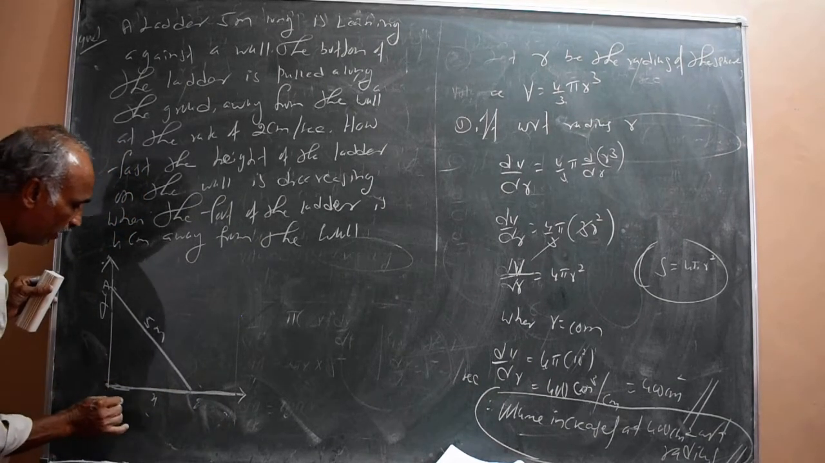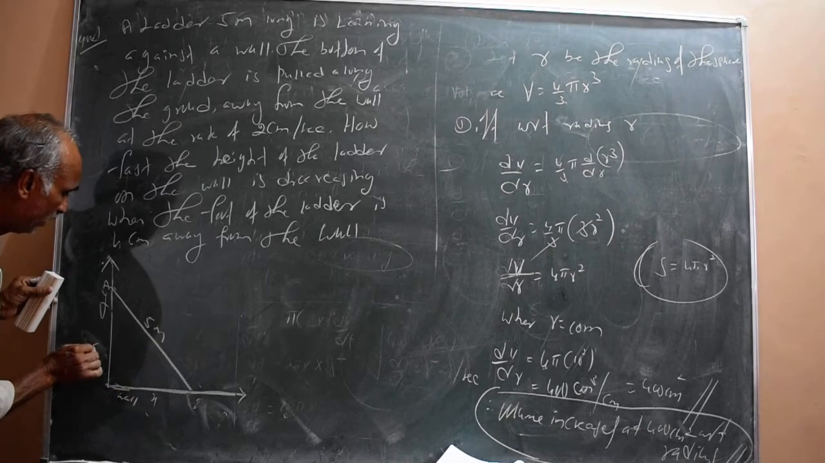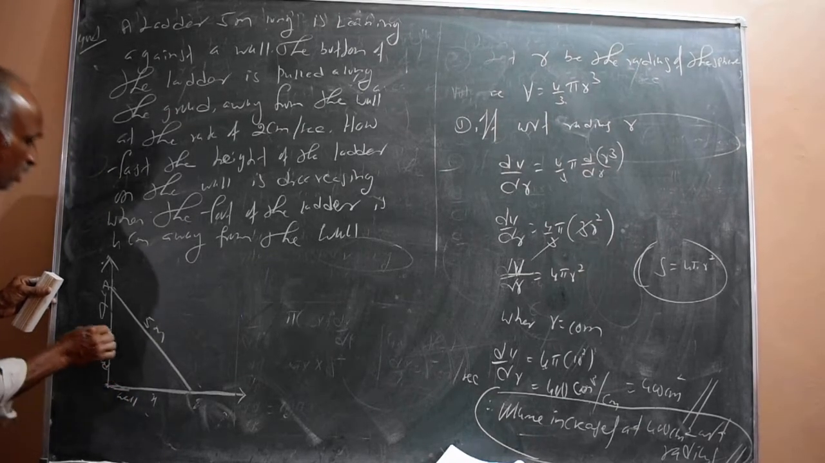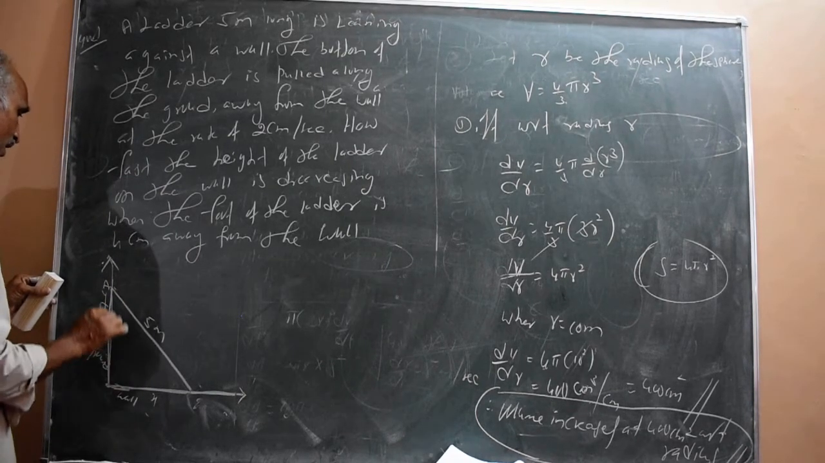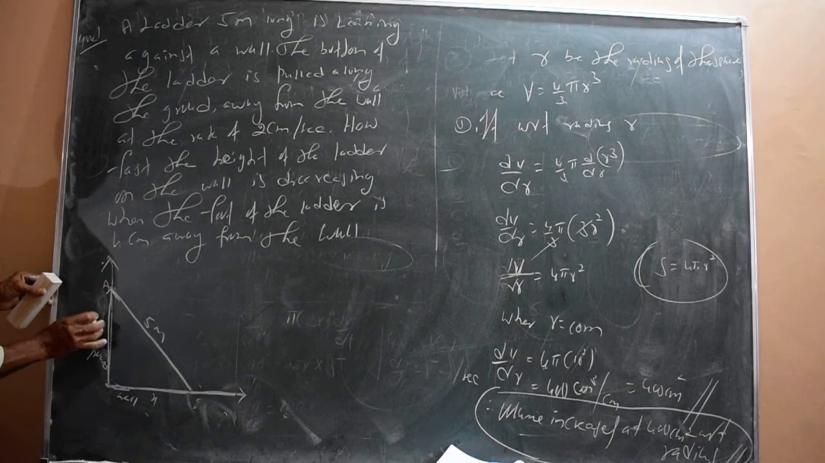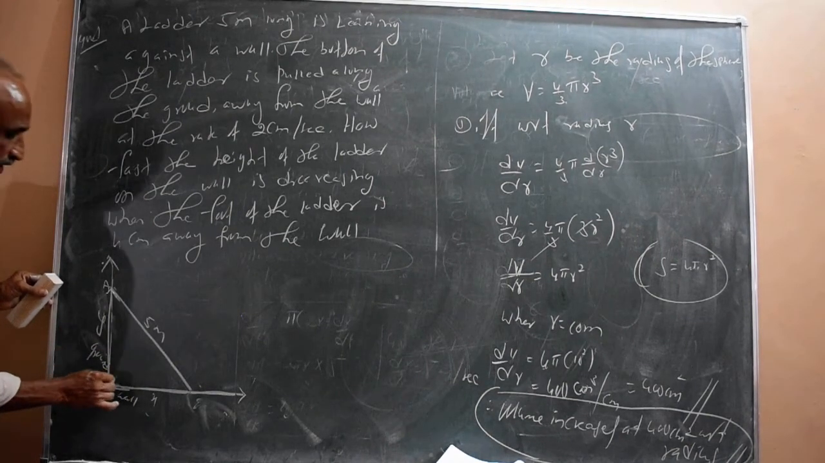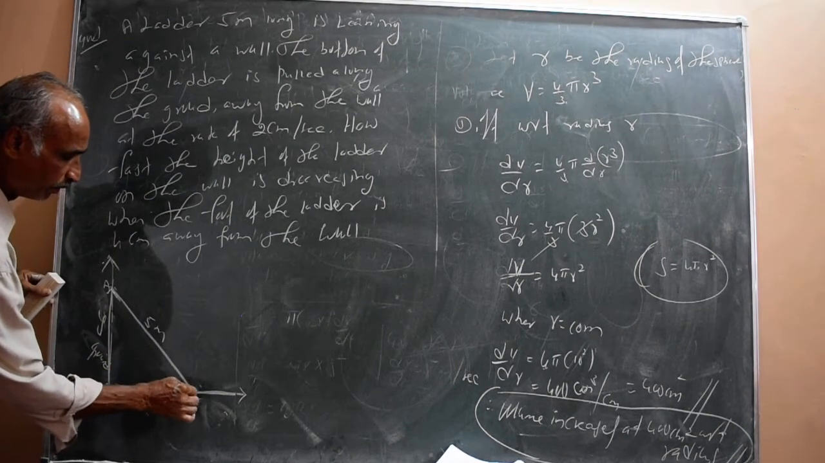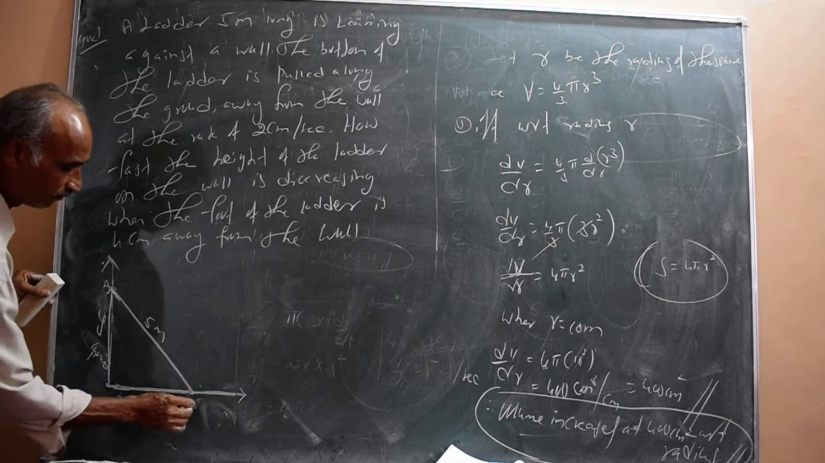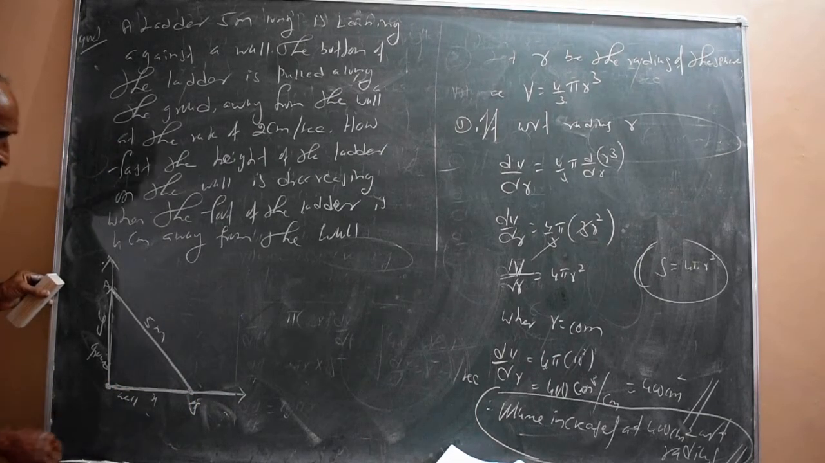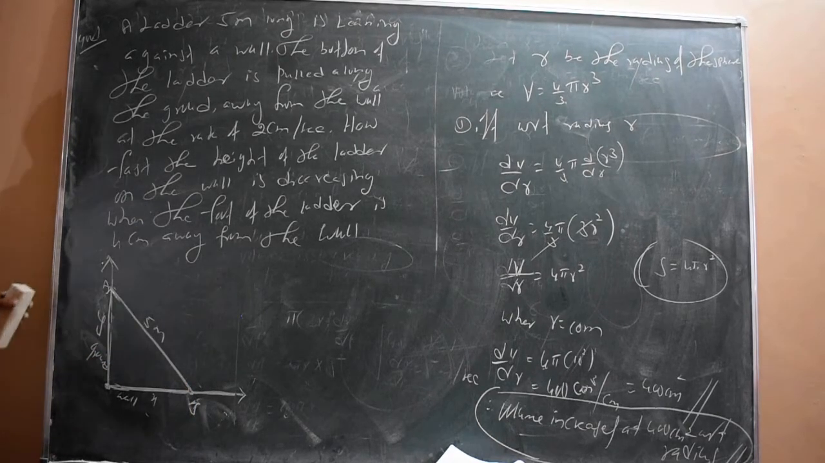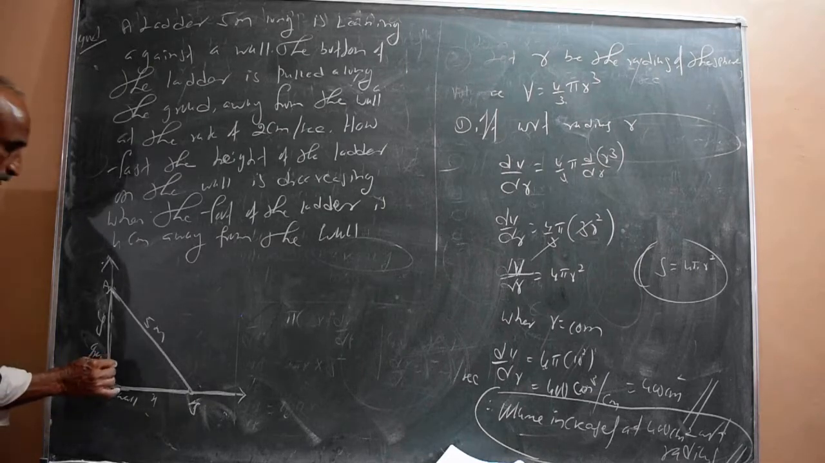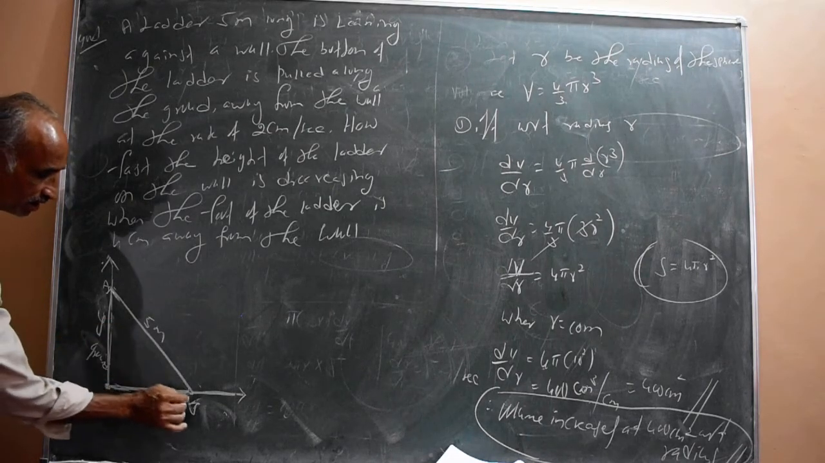Okay, let us take wall and ground. So this is the height of the ladder. Let us take it as Y. And this is the distance between the bottom of the ladder and the wall. The distance is measured always as the perpendicular distance. Distance means perpendicular distance. Slant distance is not taken.